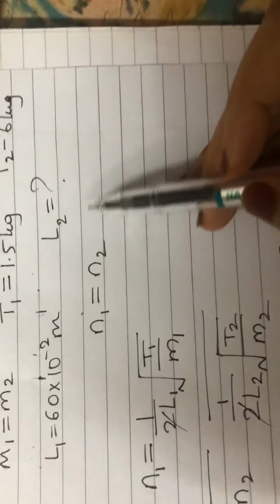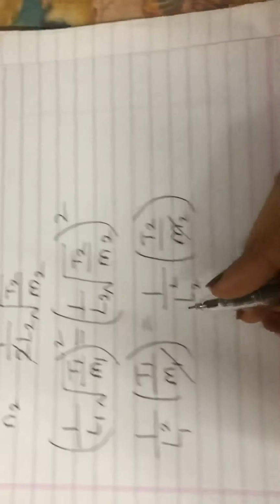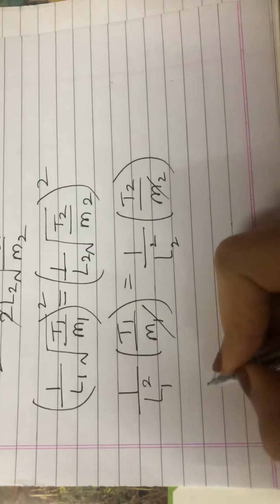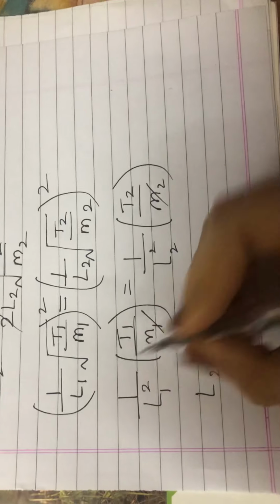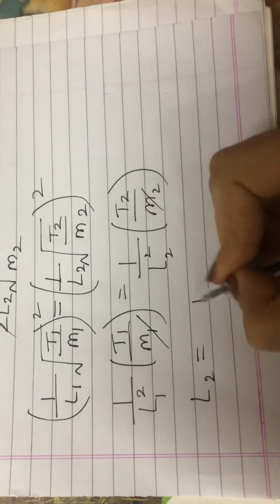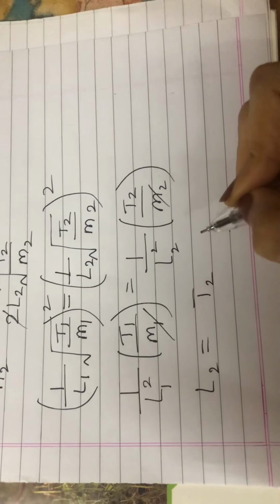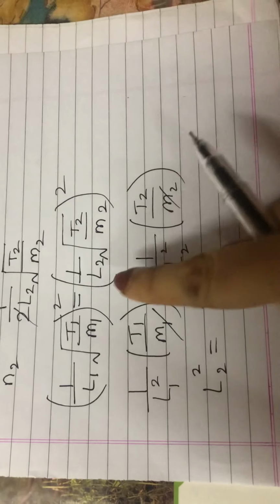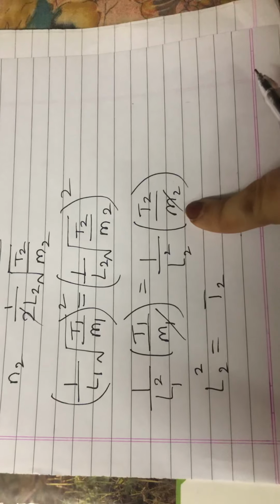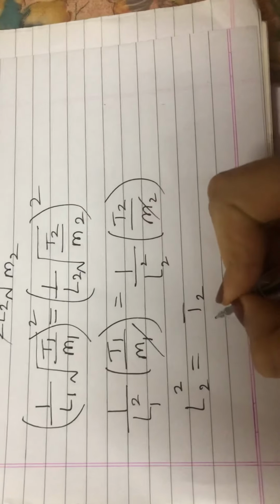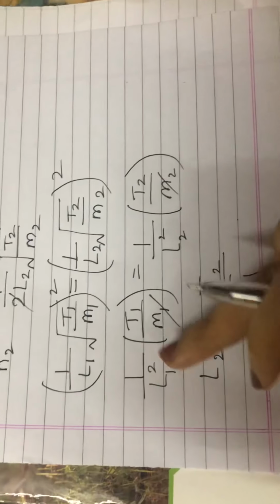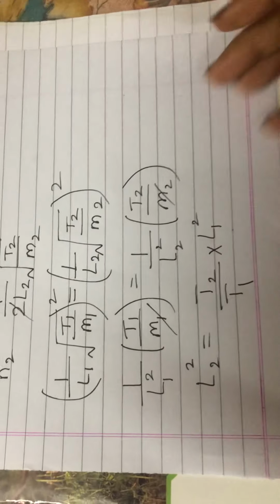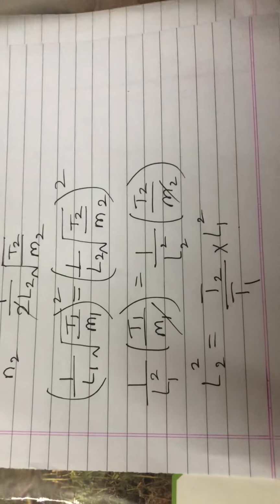Now what I am asked is L2. Take this L2 on the left hand side. What is left over here? Just T2. Okay, L2 square. Don't forget the square. Now whatever terms are over here, I'll take them on this side. T1 is in the numerator, so T1 will come in the denominator. L1 square will go in the numerator. Now I'll just substitute the values and calculate.